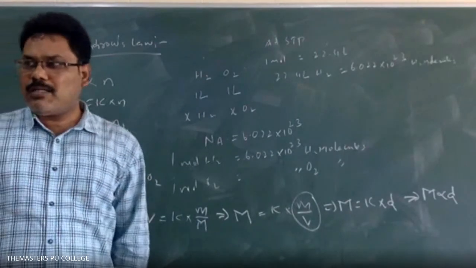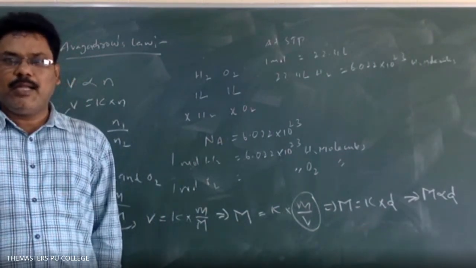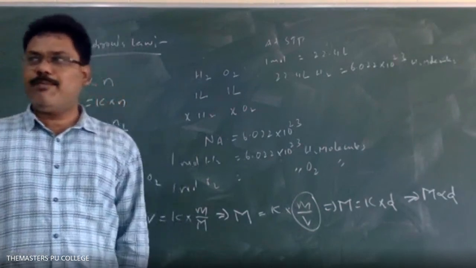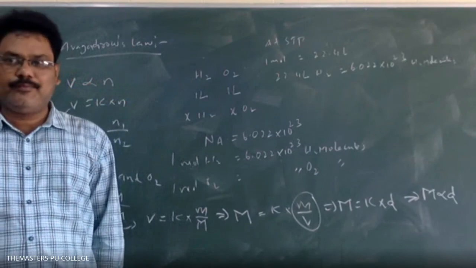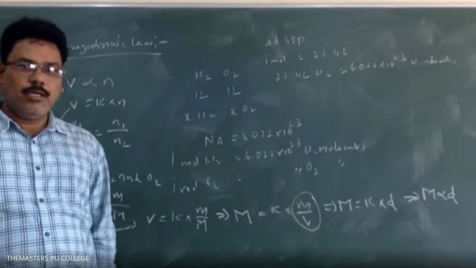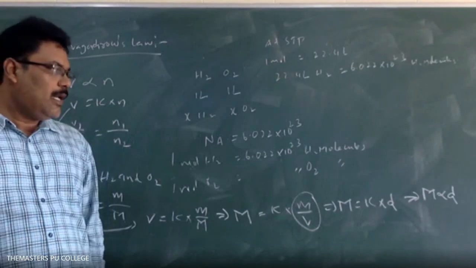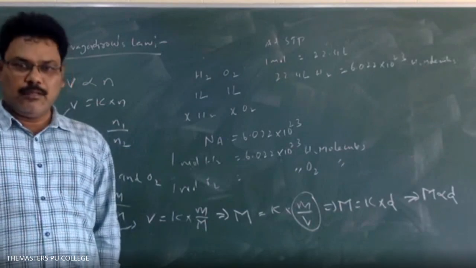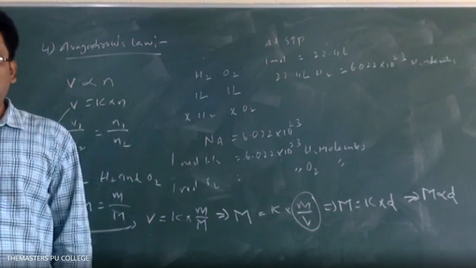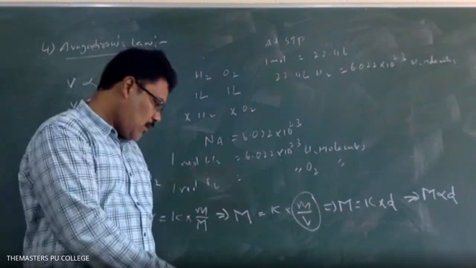So at constant temperature and pressure, the density of gas is directly proportional to its molar mass. D is proportional to capital M, at constant temperature and pressure. The density of gas is directly proportional to its molar mass or molecular mass.